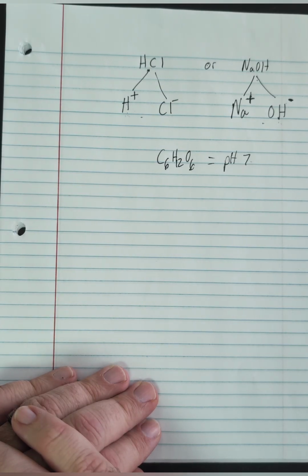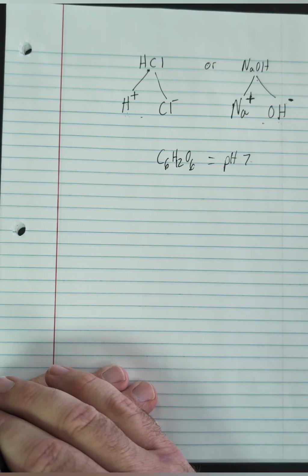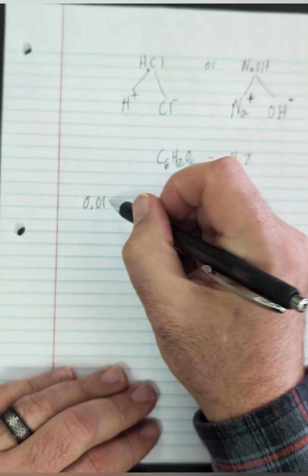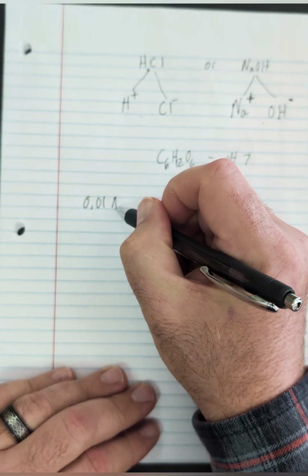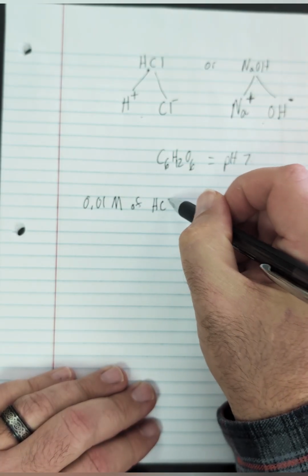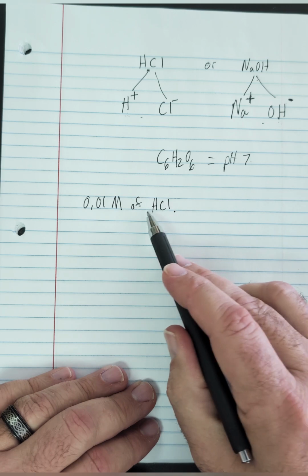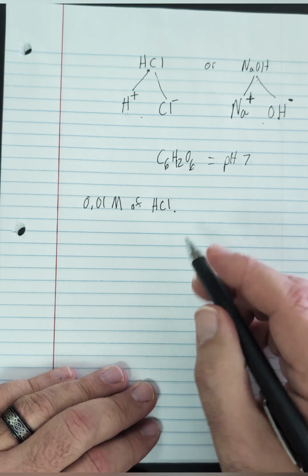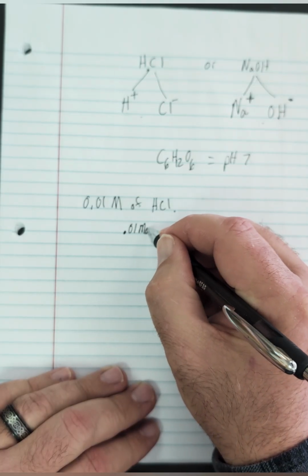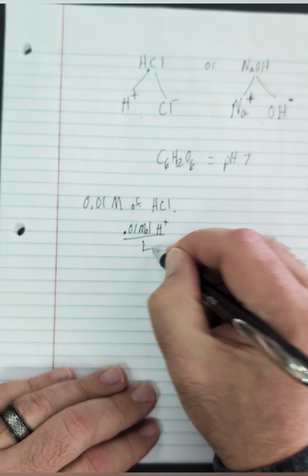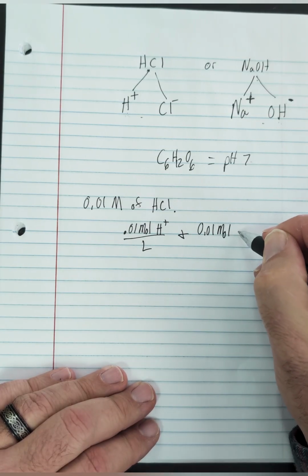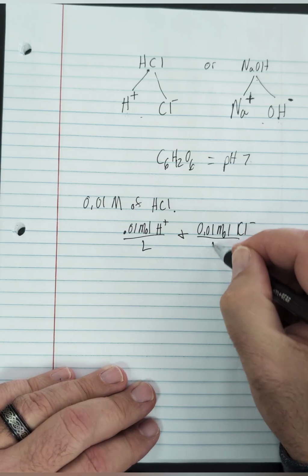Remember, if you have, let's say, a 0.01 molar solution of HCl, this is a strong acid. It's going to dissociate completely, which means once it dissociates, you will have 0.01 moles of hydrogen ions per liter, and you'll have 0.01 moles of chlorine ions per liter.